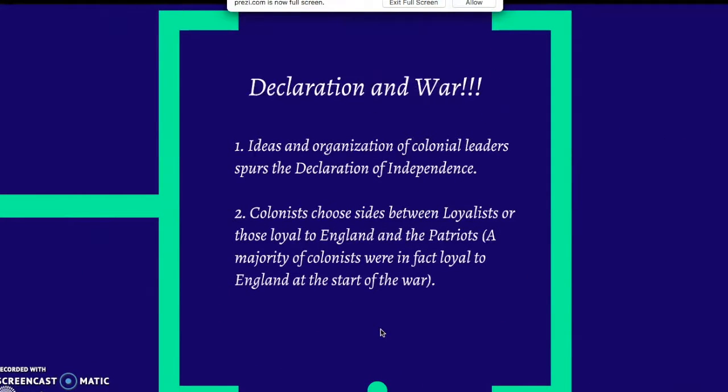The creation of the Continental Congresses and the Committees of Correspondence eventually would lead Thomas Jefferson and other colonial leaders to write the Declaration of Independence, which was an act of treason. Suddenly colonists began choosing sides between the Loyalists, those on the side of the British, and the Patriots. The majority of the Americans at this time were actually mostly Loyalist, and many of them started to head into the southern colonies, which remained very close to the British, as well as into Canada.